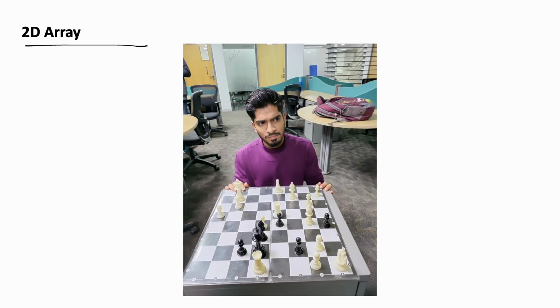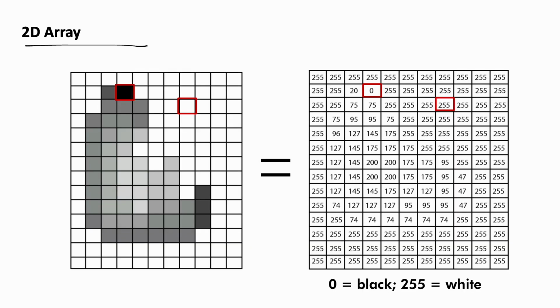Okay. 2D array. If you ever played chess, you can closely observe the grid can be represented as a 2D array. And where do we use it in the computer world? Images. Here we can have each cell represent a color value between 0 to 255, and then the entire 2D array can represent an image.